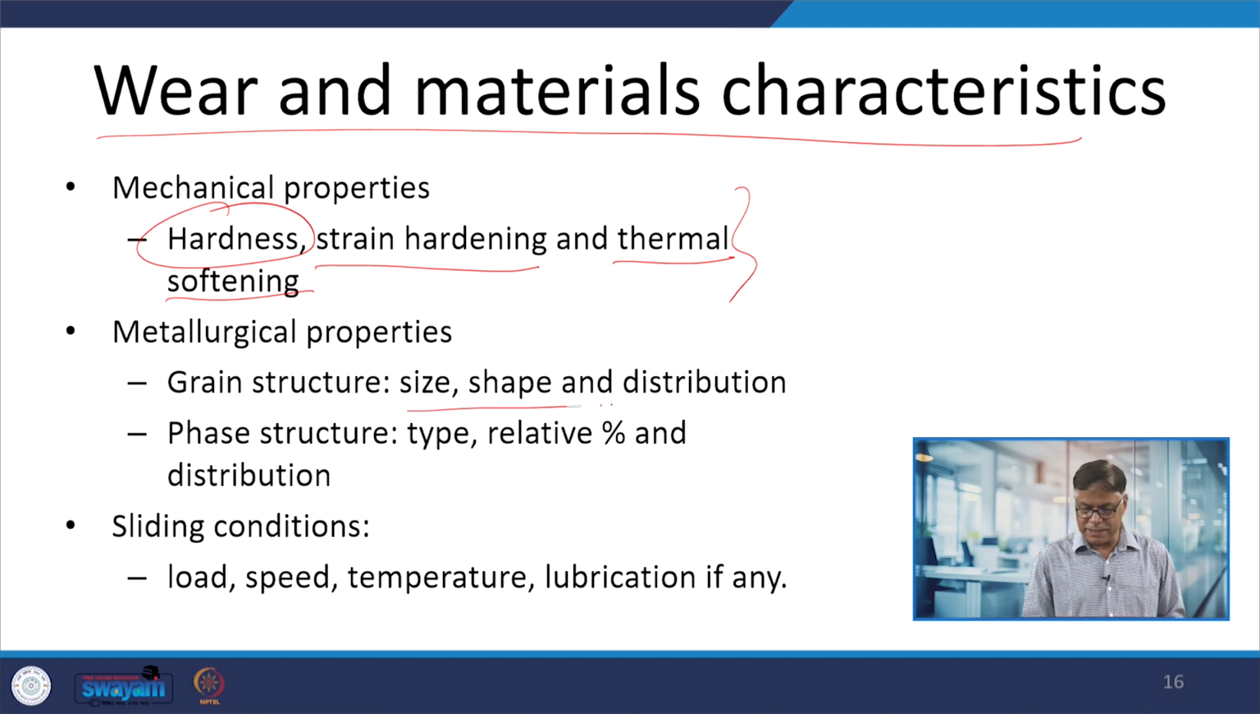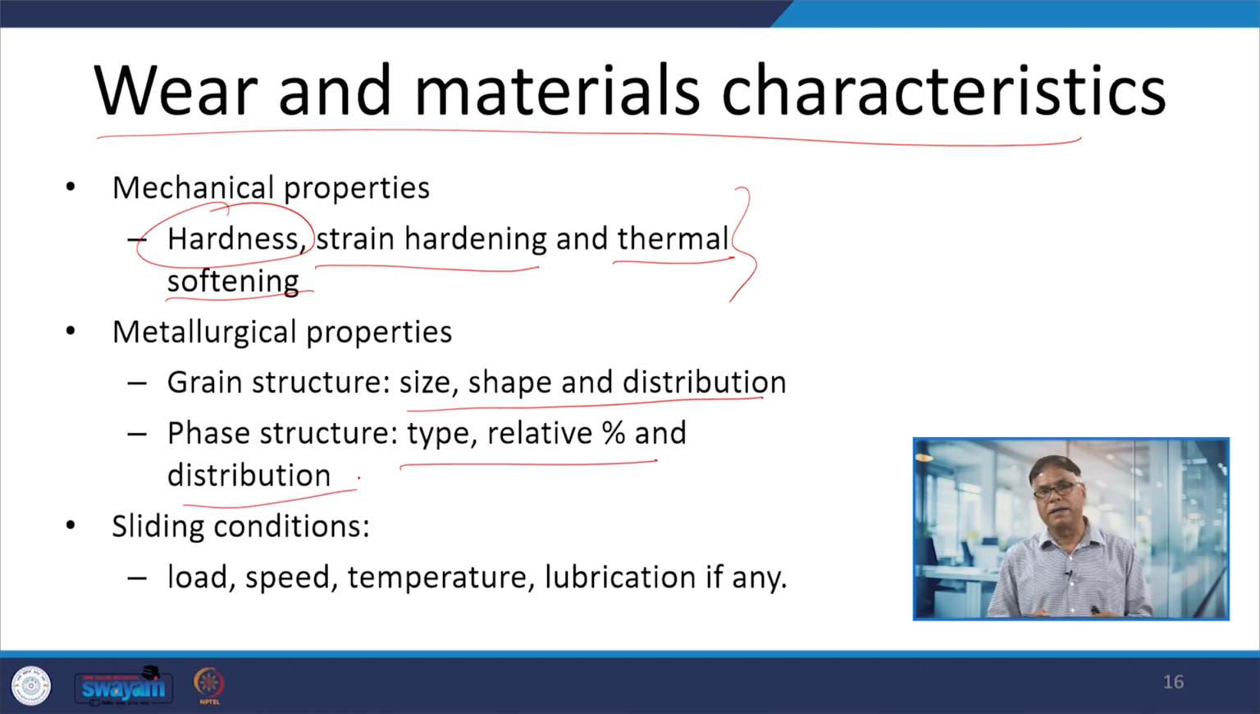The grain size, shape and distribution: fine grains and well equiaxed grains, and the type of phase. If there are hard and stable phases in the matrix, then they will resist thermal softening, maintain the hot hardness, and resist the wear which is happening. So, it is very important that the material has the desired hot hardness and thermal stability, so that it can resist wear under hot conditions.